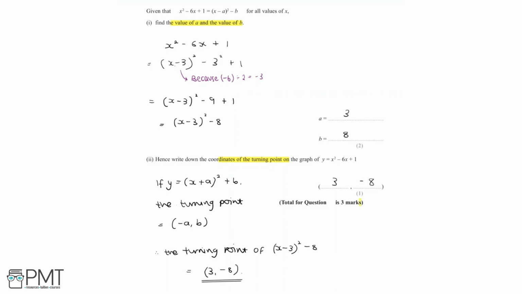Now this question is worth 3 marks. We get the first mark in the first part of the question for a process to start completing the square. And we get the second mark for correctly finding that a is equal to 3 and b is equal to 8. In the second part of the question, we get the 1 mark for getting the correct turning point of (3, minus 8). And so we've now achieved the full 3 marks needed in this question.